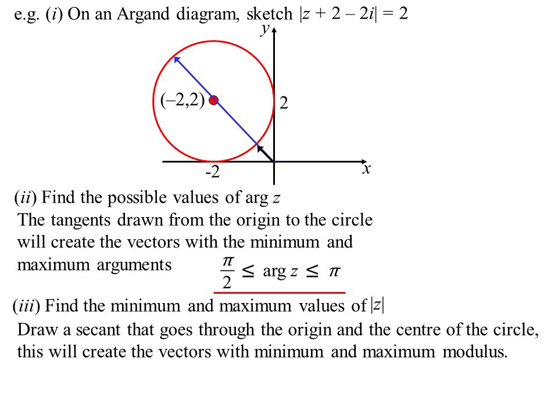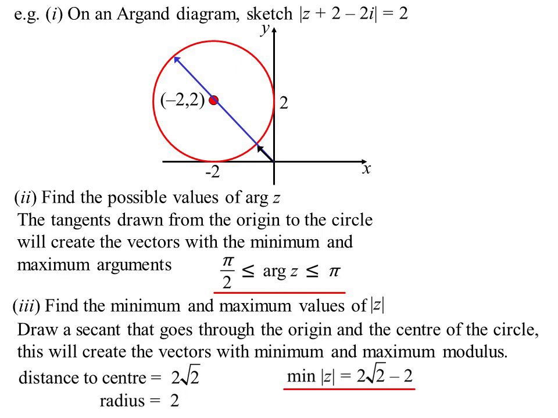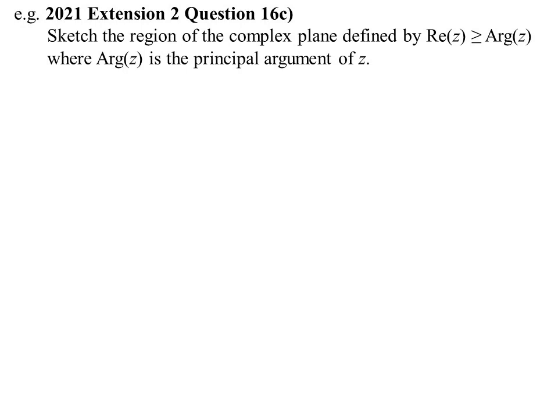We now have to calculate those distances. Okay, well, we know the distance to the centre. A bit of Pythagoras, we could see that's 2 root 2. So that's how far it is to the centre. We also know the radius of the circle. So the minimum then would be 2 root 2 minus the length of the radius, and the maximum would be 2 root 2 plus the radius. So there's my answer. Minimum of mod z would be 2 root 2 minus 2, maximum 2 root 2 plus 2. Let's have a look at this one.